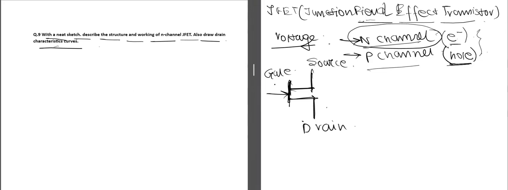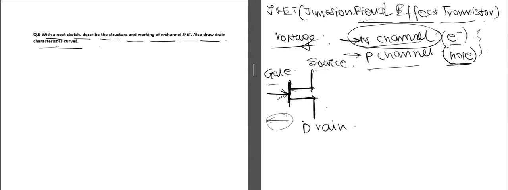These three terminals, gate, source and drain, are equivalent to the base, collector and emitter in the BJT. But the BJT has PN junctions, whereas the JFET has channels which are made of either P-type material or N-type material. The arrow points in this direction for the N channel JFET, but in the P channel JFET, the arrow will be in the opposite direction. This is the symbolic representation.